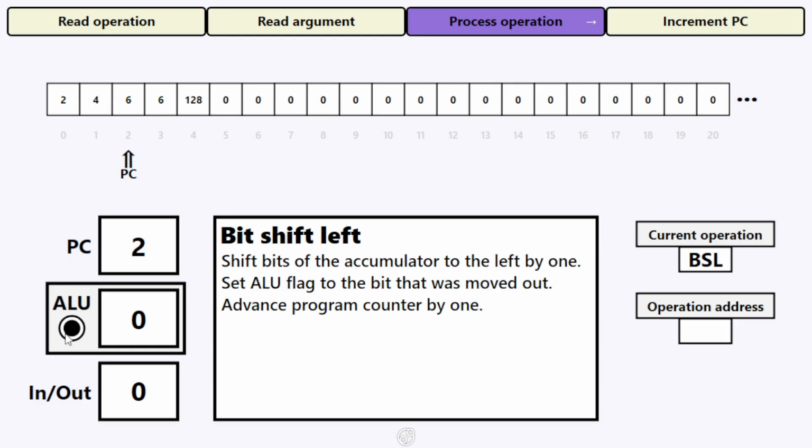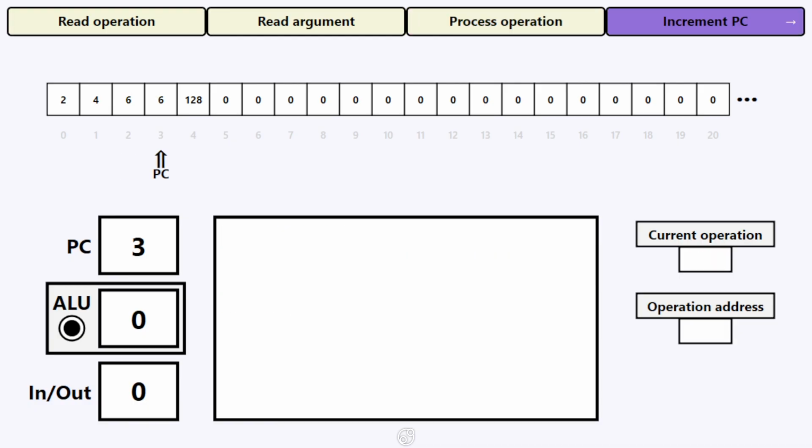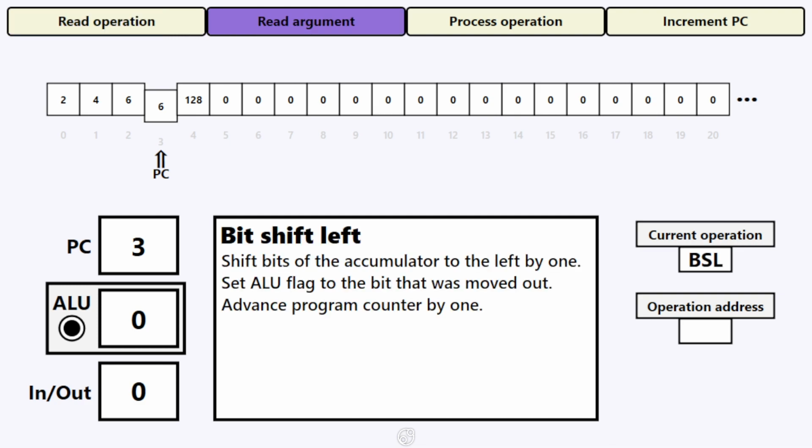And you can see the ALU flag is set. The same flag we see for over and underflow. So we know the bit we just shifted out was a 1. And the next shift is just shifting 0, so nothing really changes, except the flag gets reset because we don't shift out a 1.